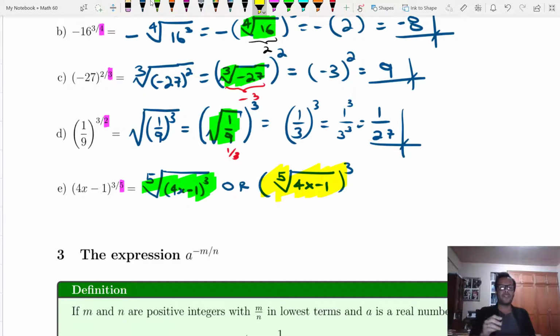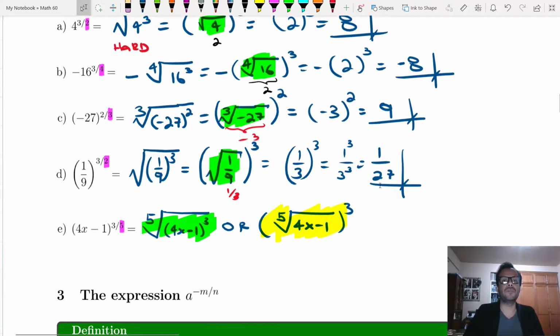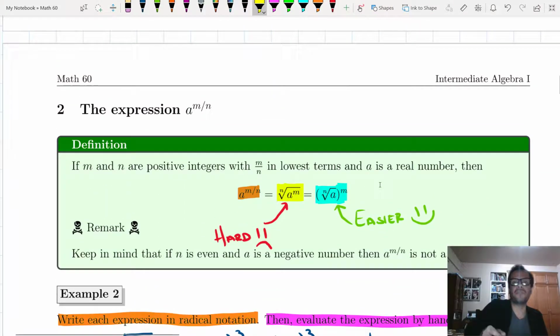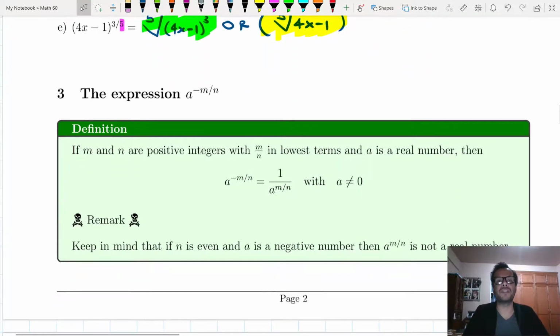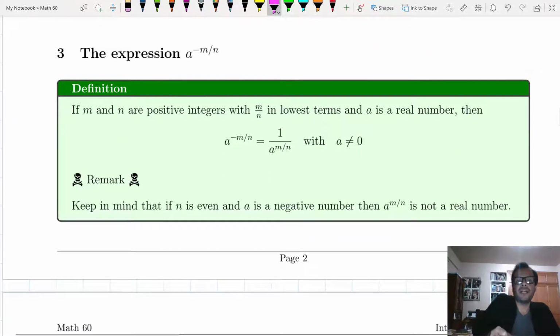All right, so number 3, the third topic for this section, is basically an extension of what we do with this expression. For the second topic, we worked with positive rational powers. In this case, we may have negative rational exponents. So let's highlight this. This is very important. And how do we simplify this?